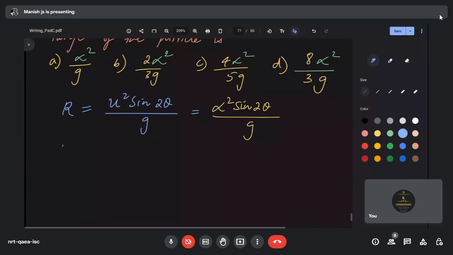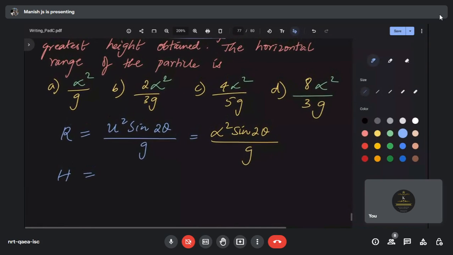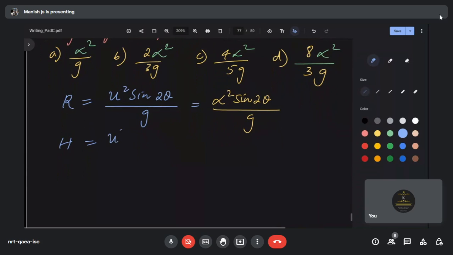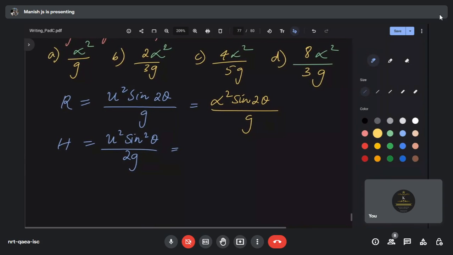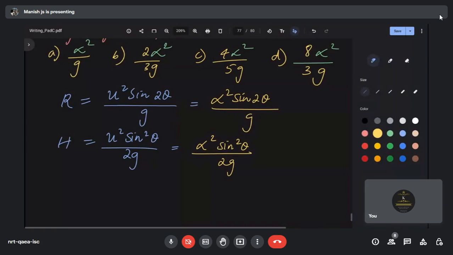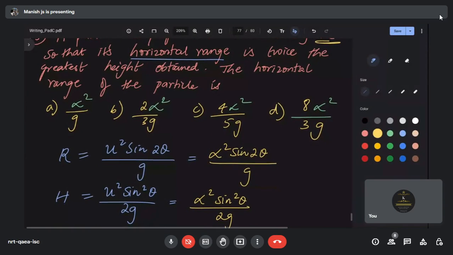Similarly, what is the formula for maximum height? H is equal to H max. First tell me. U square sin square theta, sin theta the whole square divided by 2G. This is the relationship, this is the formula. So you have to learn the formulas. So it is U square sin square theta by 2G. We can write it as alpha square sin square theta by 2G, as per the given situation. So this is what we have.